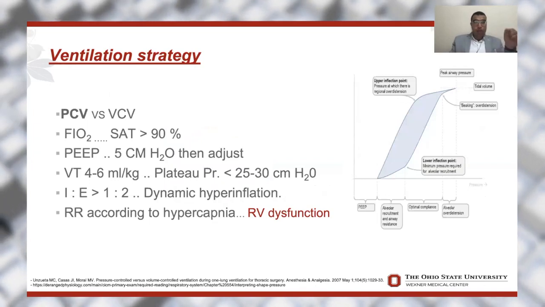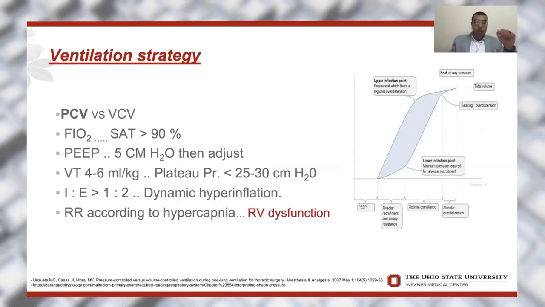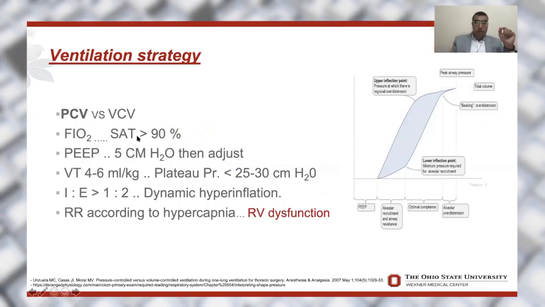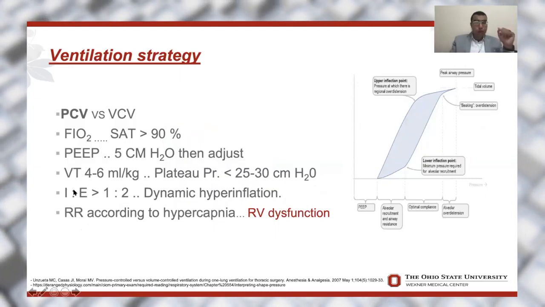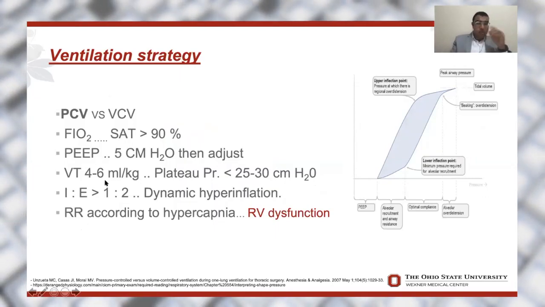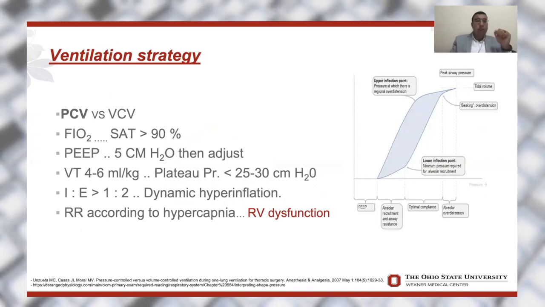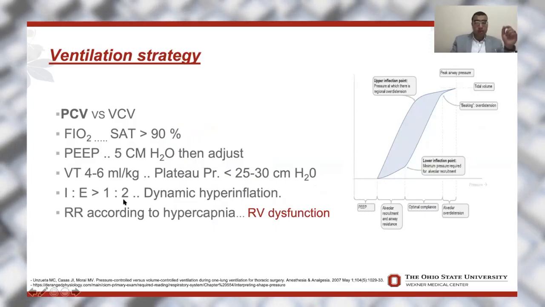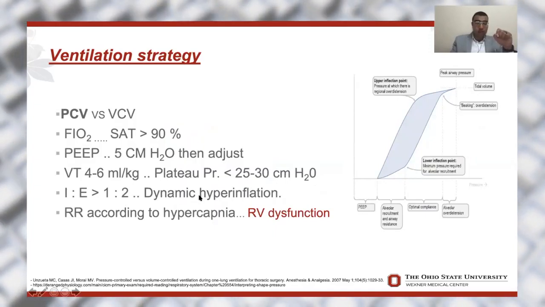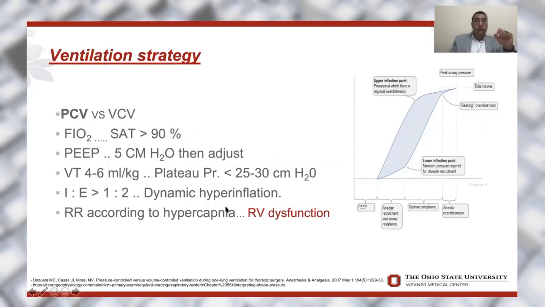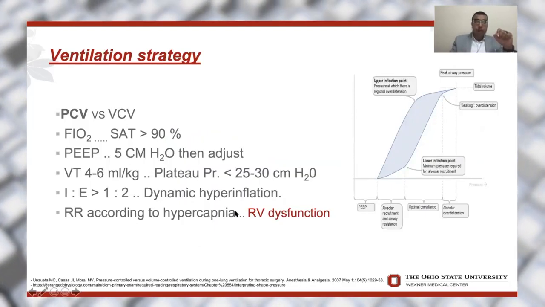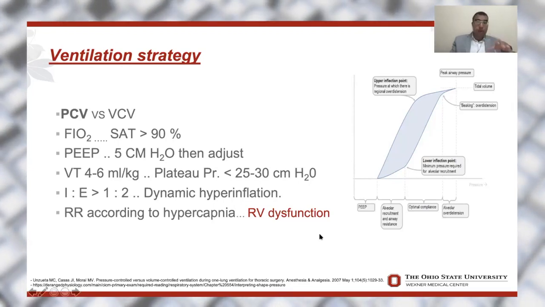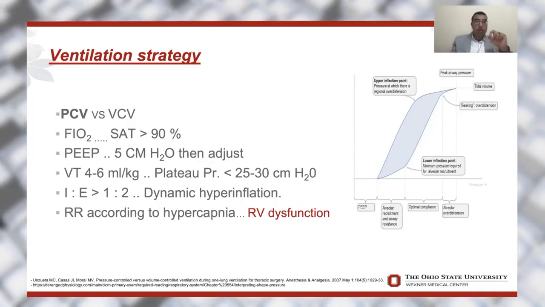Whether pressure control or volume control, it's not a big deal. There is no big difference between both of them. Please keep FiO2 to maintain saturation more than 90%, PEEP 5 and more. Tidal volume 4 to 6 ml per kg. This is like the lung protective strategy. I:E ratio from 1:2 to make room for the air to get out. You know, we should avoid dynamic hyperinflation. And the respiratory rate, you should follow the hypercapnia to avoid increased pulmonary vascular resistance, which will affect the RV and cause RV dysfunction. This is about ventilation before the transplant.